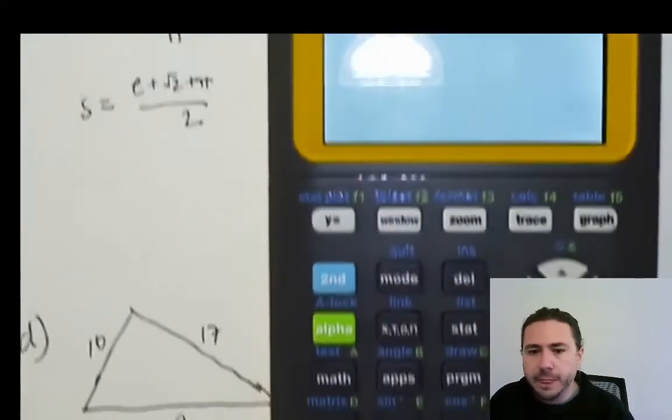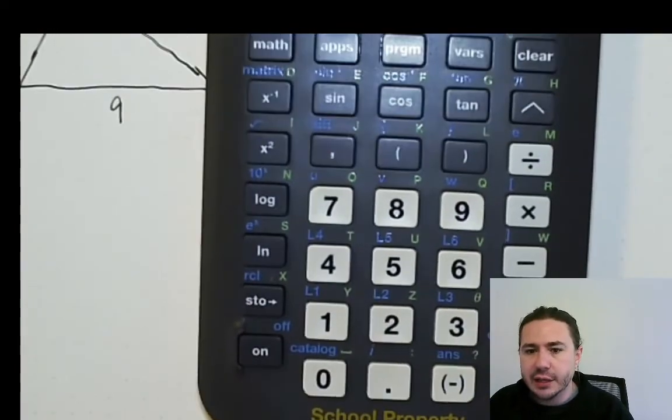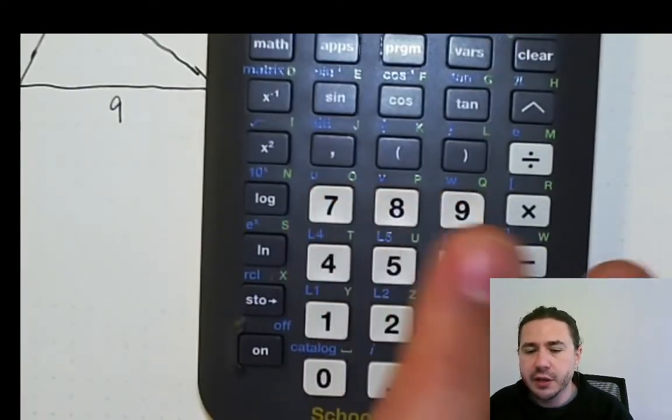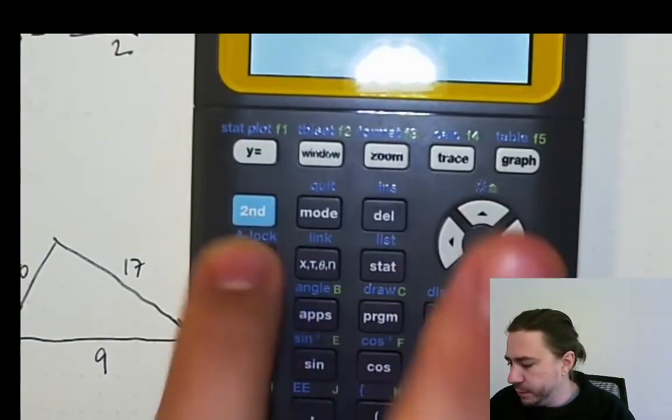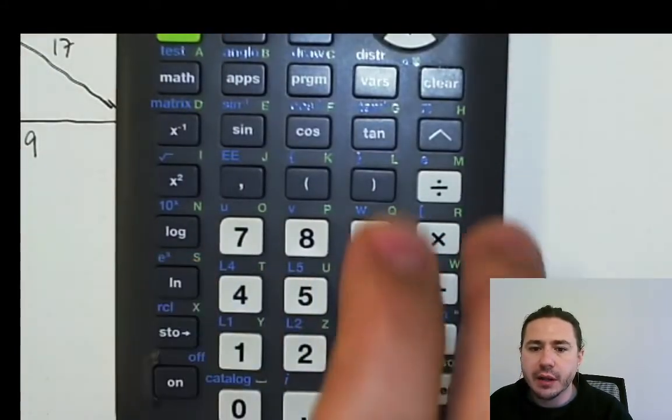And so to do that, you're going to press this button down here, store, and then to select any letter, notice all these letters are all in green, so we need to hit the green alpha button and then pick whichever letter you want. So I want S. I'm going to click the S button.